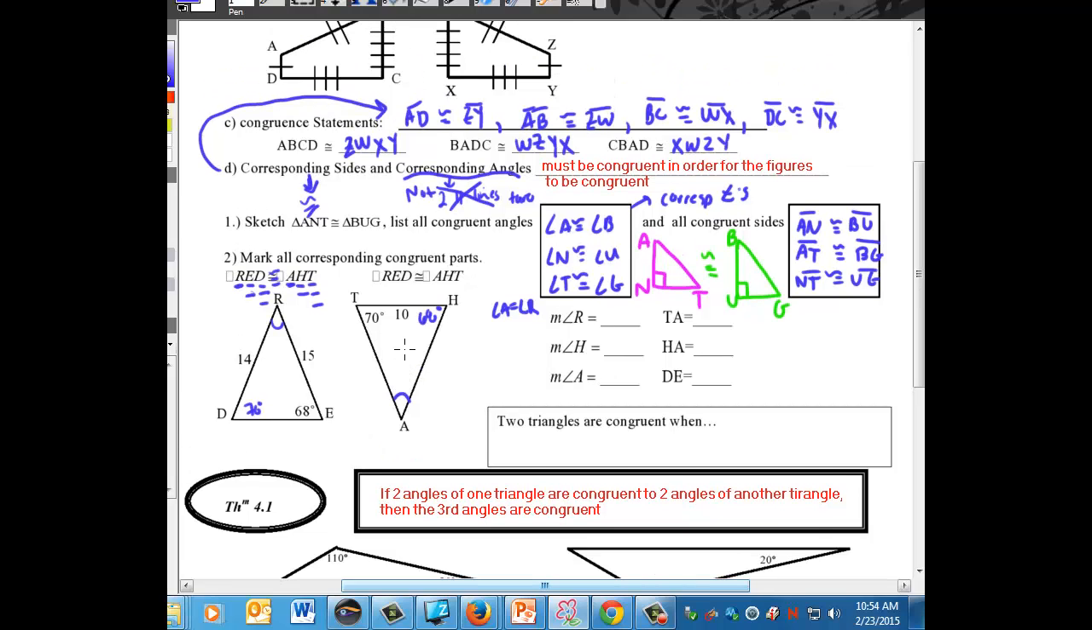Then using our triangle sum theorem, we know there's 180 degrees in all triangles. Therefore, this angle will be 180 minus 138, and that would give me a 42 degree angle and a 42 degree angle. So the measure of angle R is 42 degrees, the measure of angle H is 68 degrees, and the measure of angle A is also 42 degrees.